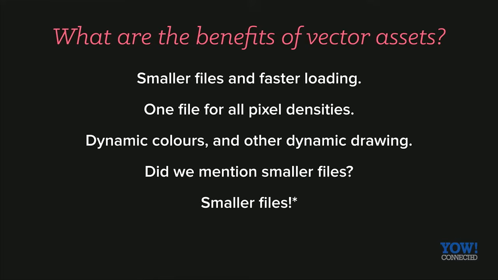Obviously, anyone who's worked with Android a lot knows there's a wide range of devices, wide range of pixel densities. That's the same on iOS now. It's the same for the web. It's the same everywhere. When you use vector assets, you only need one file, or you can have multiples, but you really only need one file generally to support all the different resolutions. It also means you can have dynamic colors and do other dynamic drawing, which is pretty cool, especially with animation and other things that we're not talking about today, but it helps with that too.